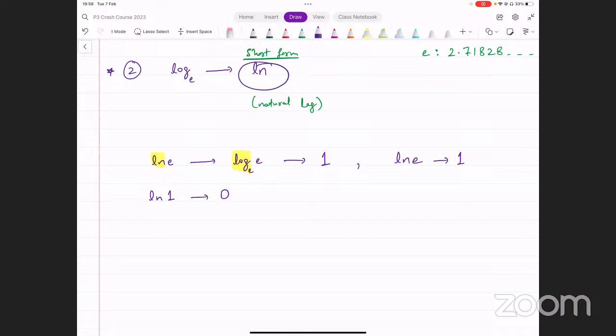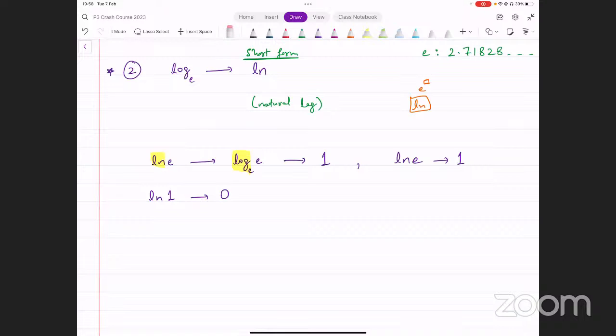ln, what does it mean? It's a short form of log with base E, right? E is a number. That's this number. It has a separate button on your calculator as well. You'll find that, I think, on top of the ln button. If you look at the top, it will be a button like this or somewhere close there.